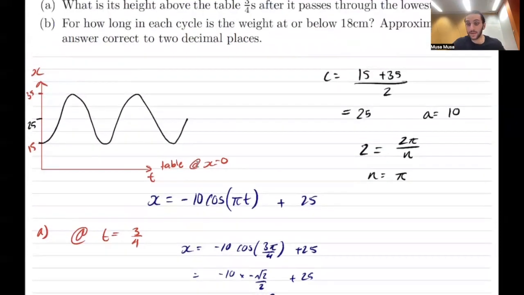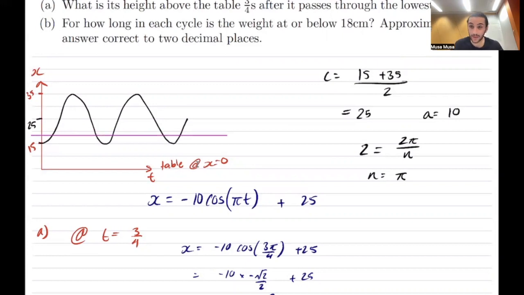Okay, keep in mind, different people could have had different answers for this. I could have used sine, but just had it translated. So I had a bit of a phase in it or whatever. Okay, so no dramas. For how long in each cycle is the weight at or below 18 centimeters? Approximate the answer correct to 2 decimal places. Okay, so that's why a diagram is really good. It's asking us to consider 18 centimeters, which is going to be, I guess, somewhere here.